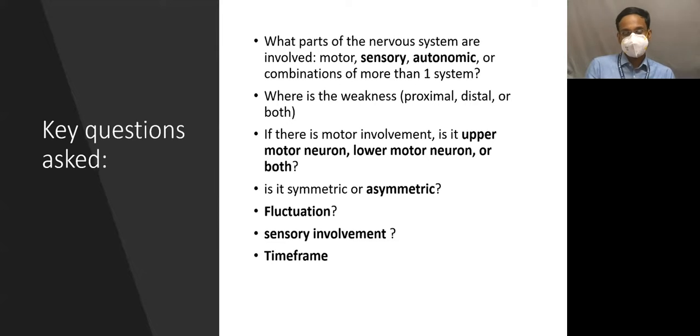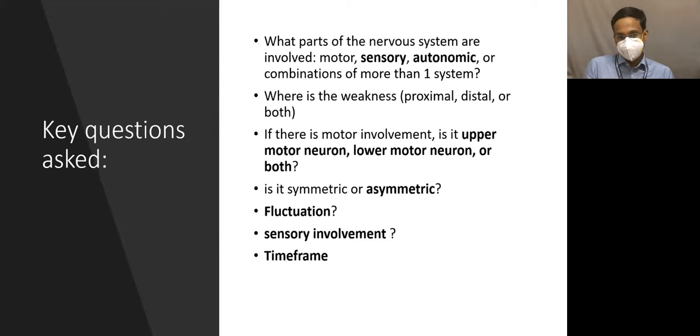And if it is motor, meaning weakness, what kind of weakness is it? Is it suggestive of an upper motor neuron kind of weakness, or a lower motor neuron kind of weakness, or is it both? Is the presentation and the progression of the weakness symmetric or asymmetric? Is there a fluctuation in the weakness over time, days, weeks? What is the tempo of progression of the disorder? Is it rapidly progressing, slowly progressing, or now plateaued and not progressing at all?